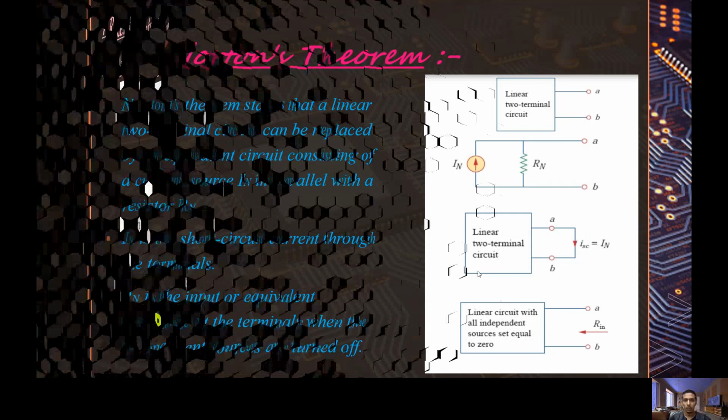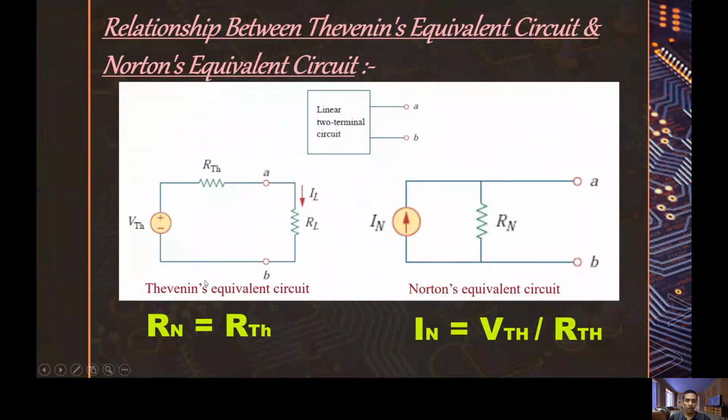Now, the relationship between Thevenin equivalent circuit and Norton equivalent circuit. Here is the diagram, which is the equivalent circuit for Thevenin and for Norton. The relationship between them is Norton resistance equals Thevenin resistance, and Norton current equals Thevenin voltage by Thevenin resistance.